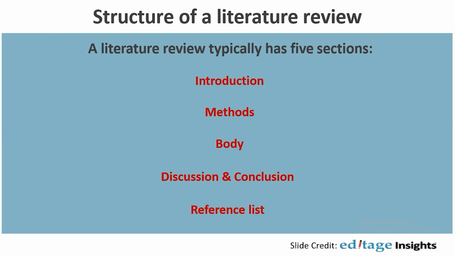You need to distinguish between this, okay? So in a typical literature review, we expect 5 sections. The first one is introduction, the second one is method, the third one is body, and the fourth one is discussion, conclusion, and reference list.